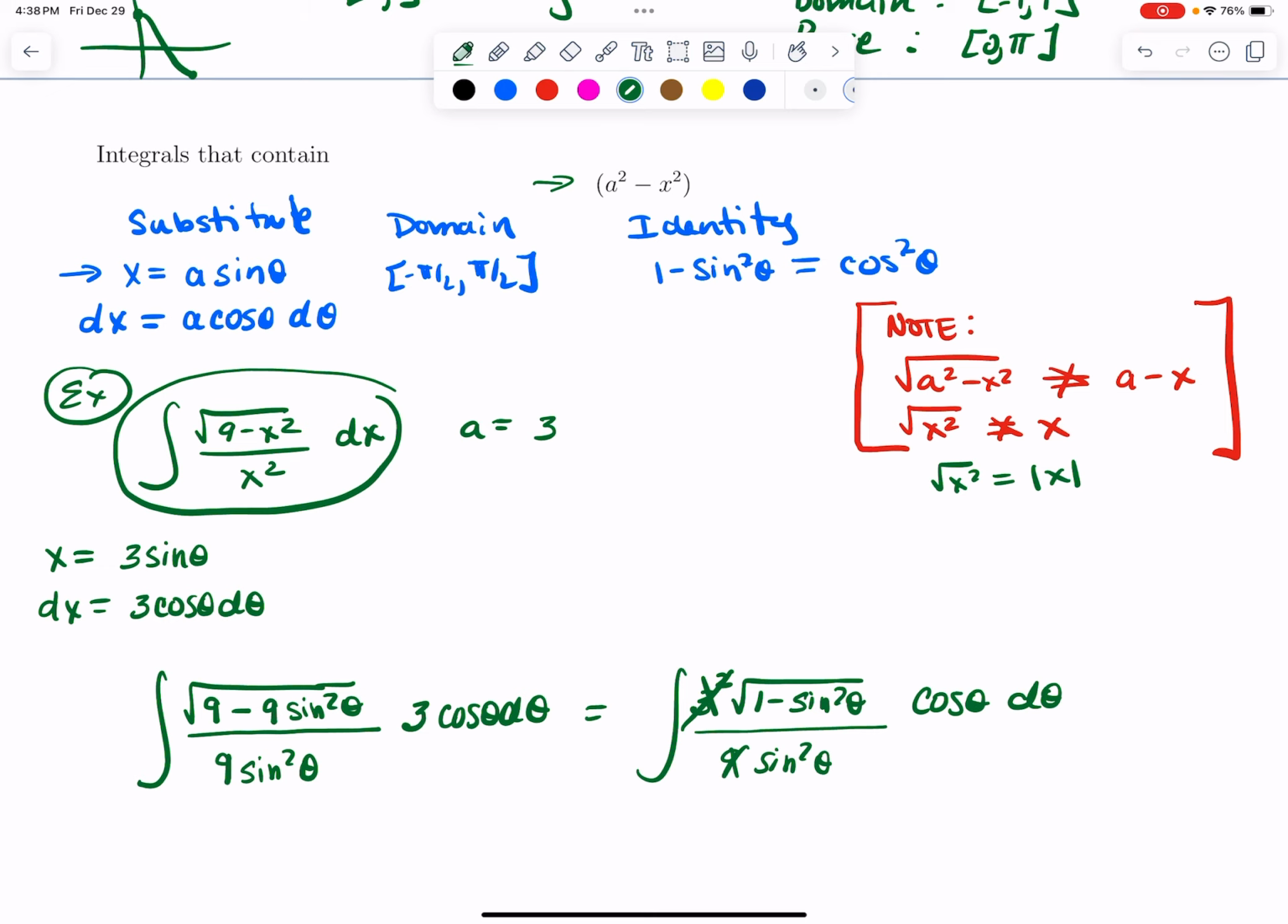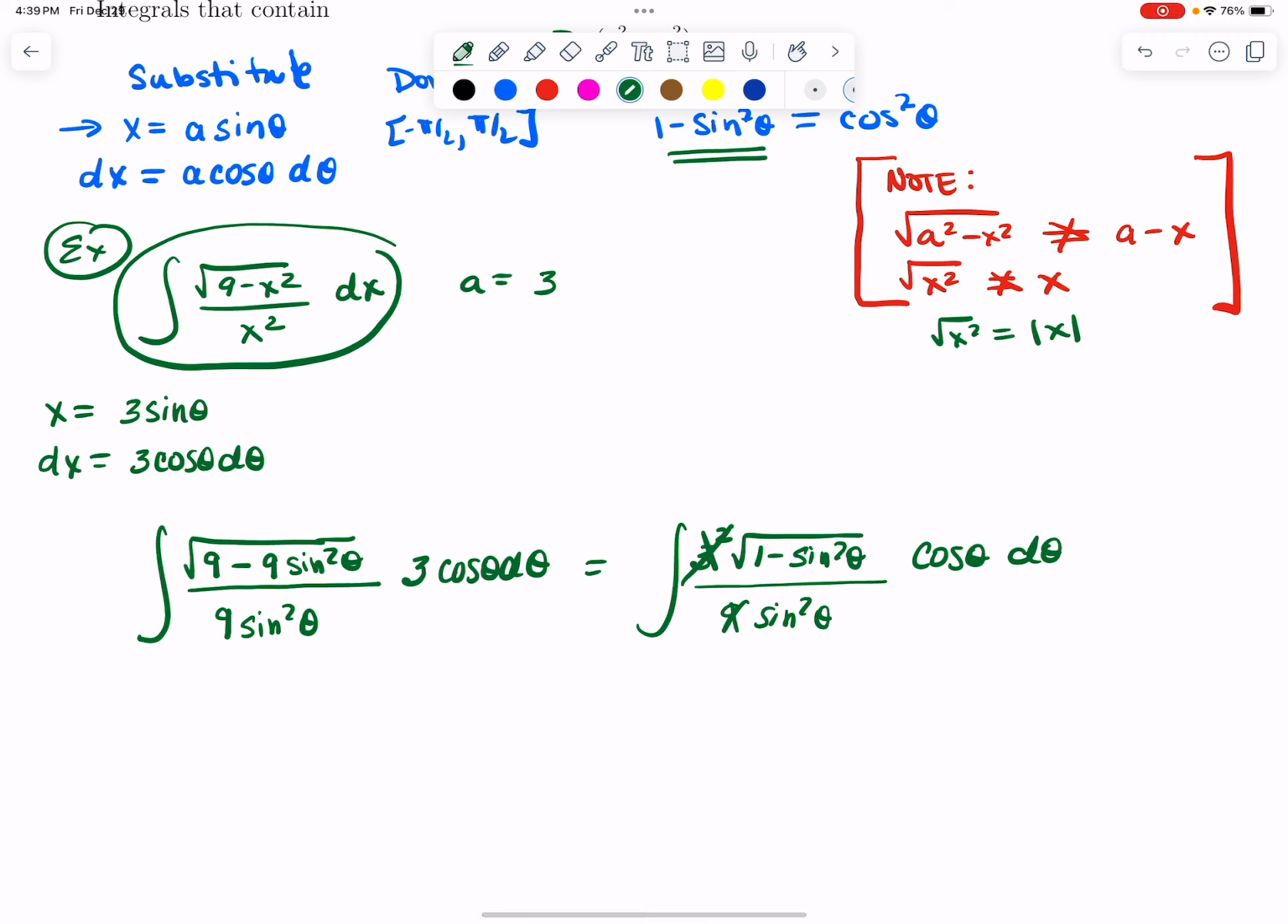Here's where we're ready to use the identity that 1 minus sine squared is equal to cosine squared. So let's go down another level. This is the square root of cosine squared over sine squared, and then times another cosine theta d theta.